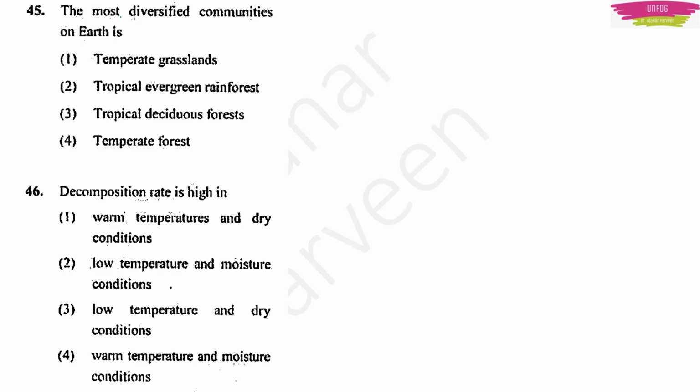Next question. The most diversified communities on earth is option 1, temperate grasslands, option 2, tropical evergreen rainforest, option 3, tropical deciduous forests, and option 4, temperate forest. It is actually option 2, tropical evergreen rainforest, which has the most diversified communities on earth.